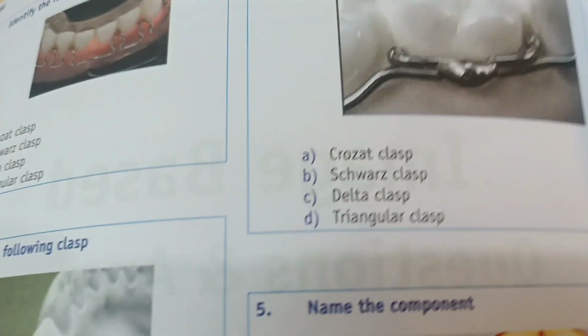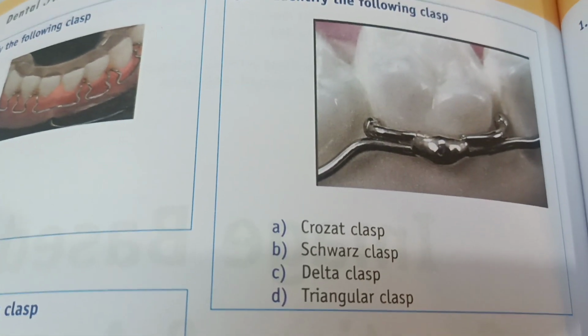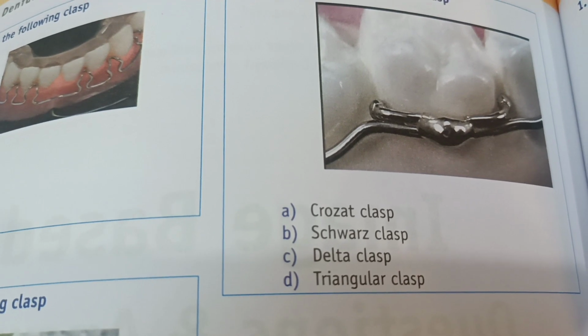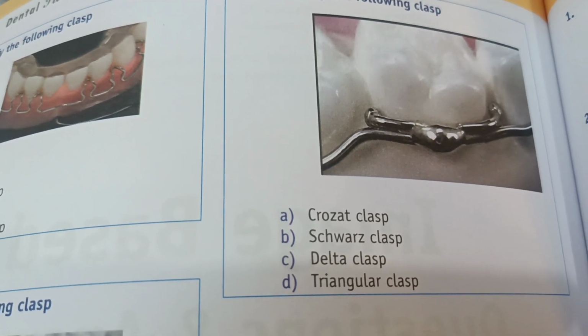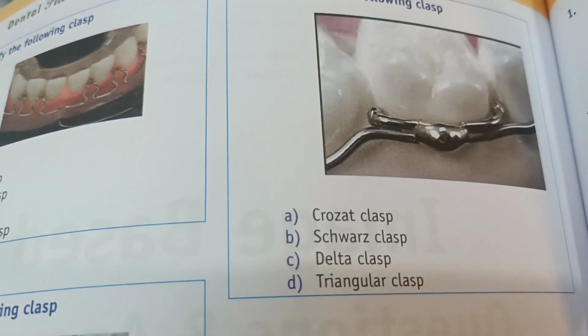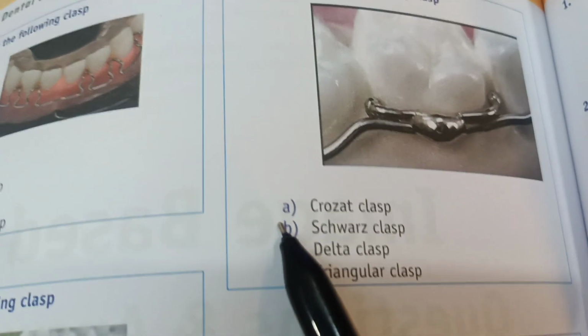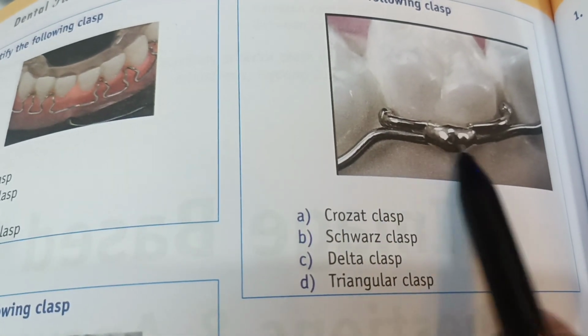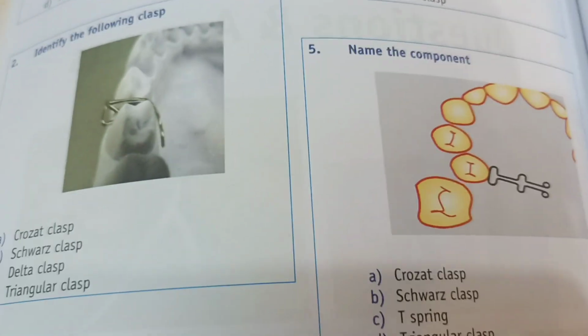Now come to the next question. The next question is: identify the following clasp again. Your options are Crozat clasp, Schwartz clasp, delta clasp and triangular clasp. Here the right answer is option A. It is nothing but the Crozat clasp.